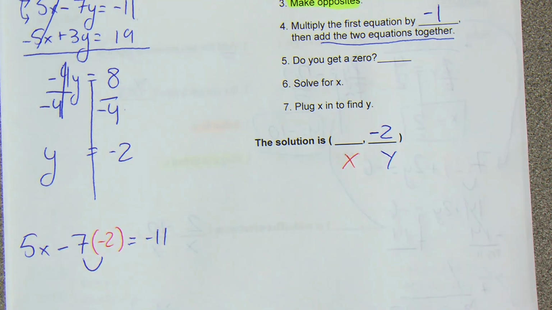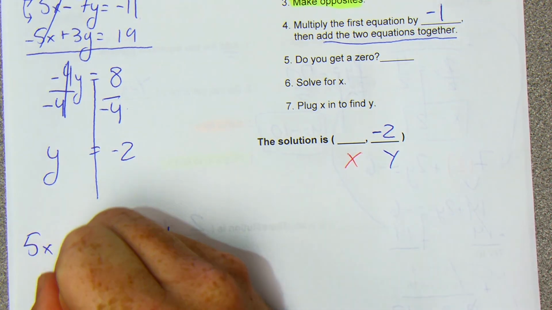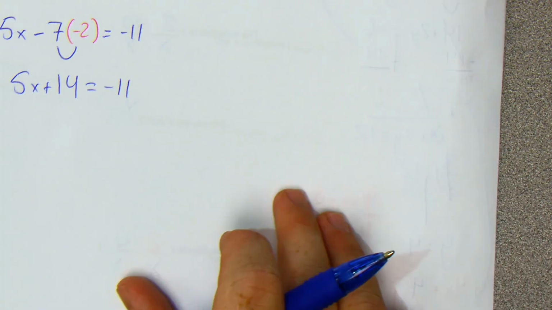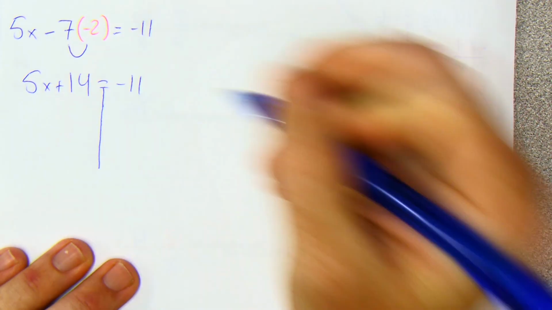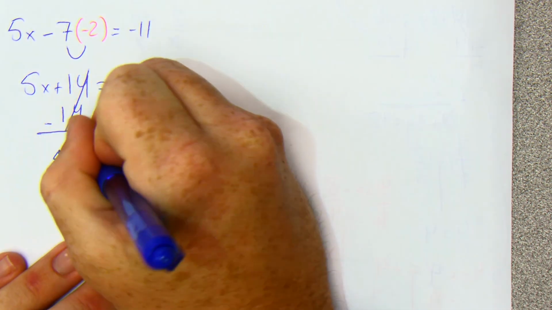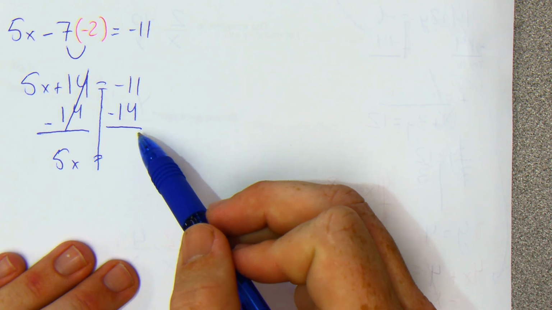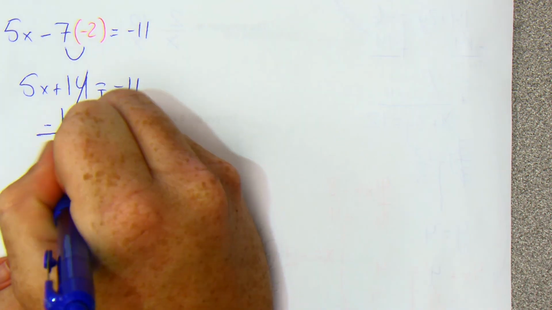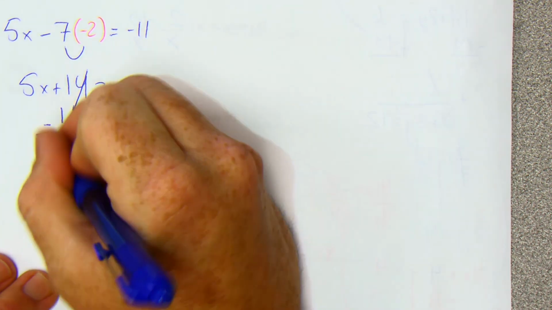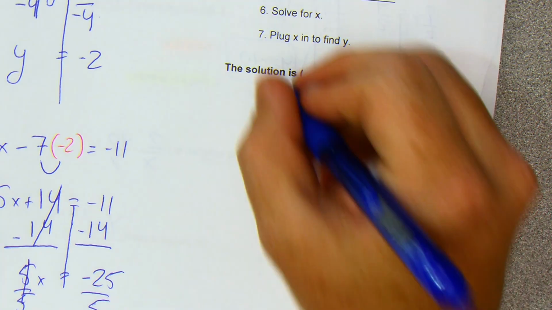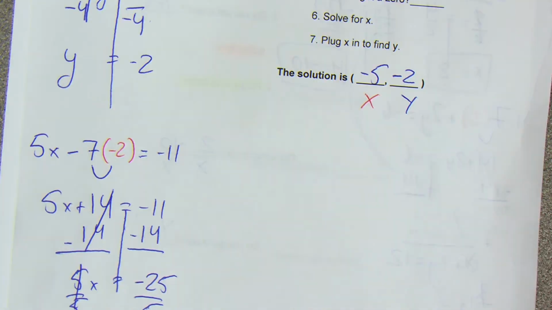Now we will solve this equation to figure out what x is. Negative 7 times negative 2 is a positive 14, so we get 5x plus 14 equals negative 11. I draw my line straight down. I want to get rid of that 14 first. It's a positive 14, so the opposite would be a negative 14, and I subtract 14 on both sides. So I get 5x equals negative 11 minus 14, which is negative 25. That 5 is multiplying my x, so I divide both sides by 5, and I get x equals negative 5. That would be my solution for that problem.